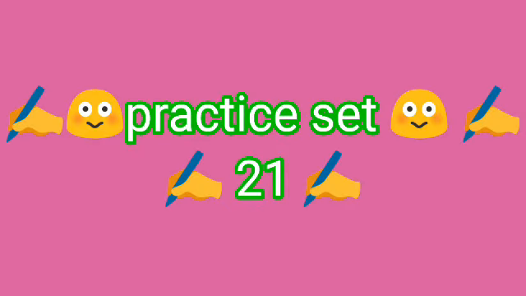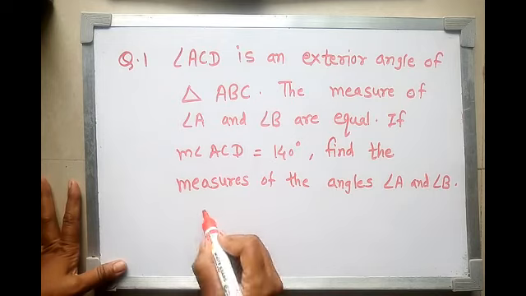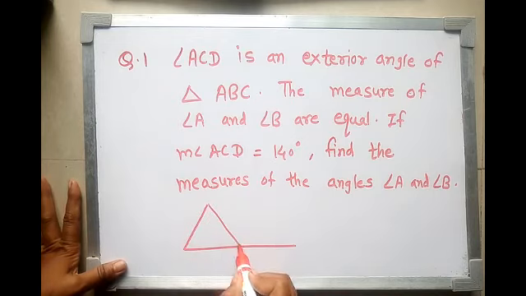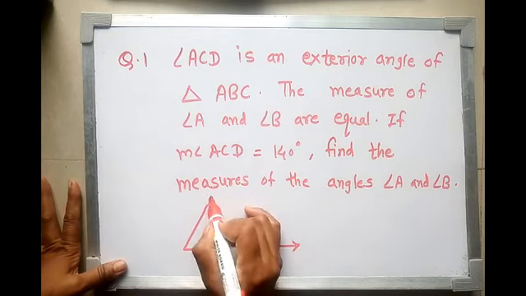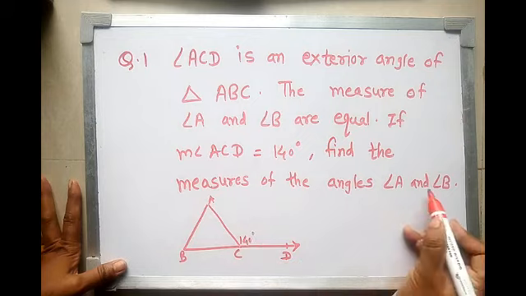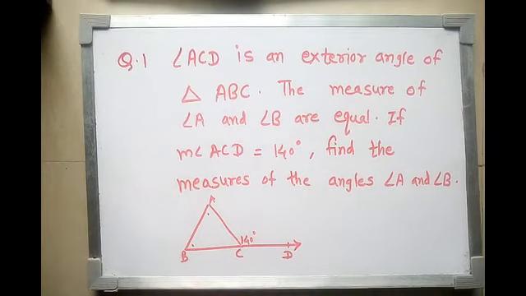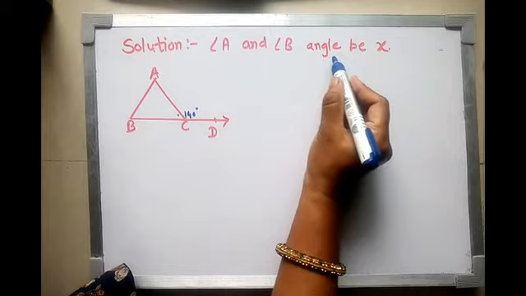Practice set 21. Question 1. Angle ACD is an exterior angle of triangle ABC. The measures of angle A and angle B are equal. If measure of angle ACD is equal to 140 degrees, find the measures of angle A and angle B. I draw a rough figure.